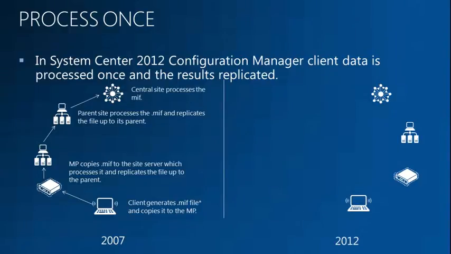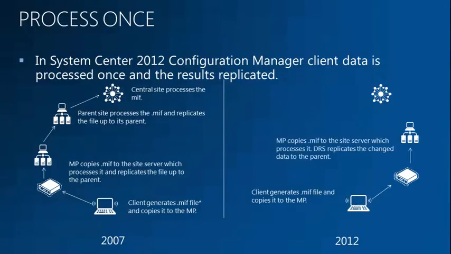In CM12, the client generates a MIF file, copies it to the MP. The MP then does the same thing, passes it to the site server. The site server processes it, again, similar to CM07. And then DRS replicates the change out. And that's done at the SQL level. We don't reprocess the data. There's no more moving it back into a MIF file just to send it out again. And the CAS receives that SQL data. So my question is, can anyone spot the mistake there?